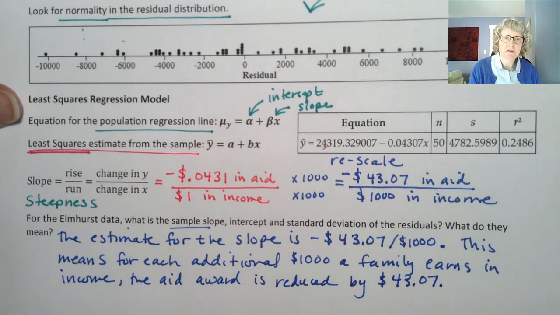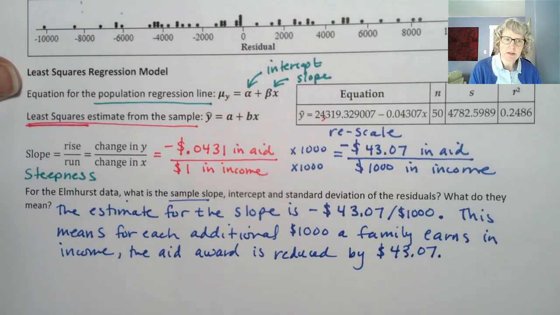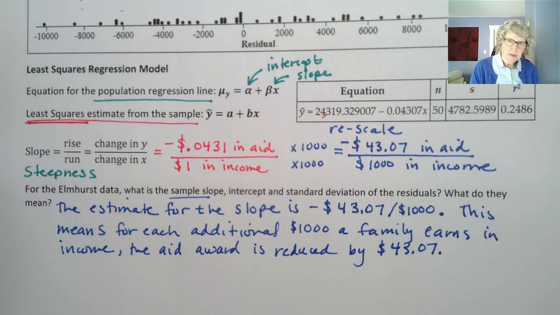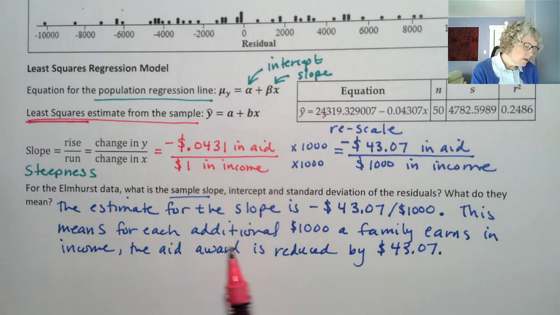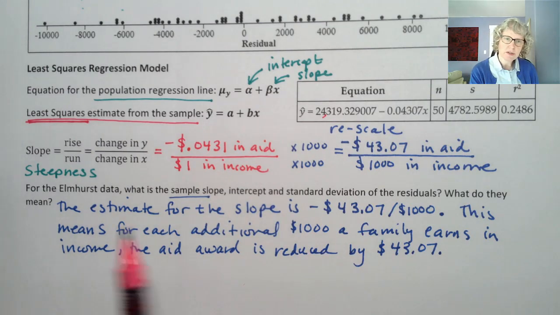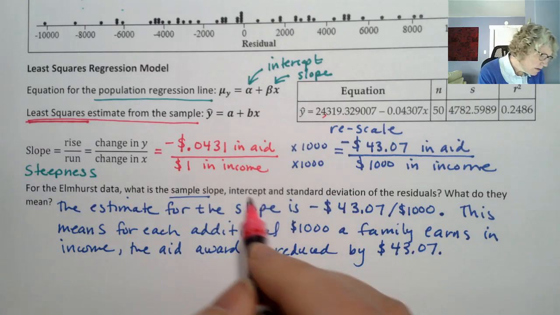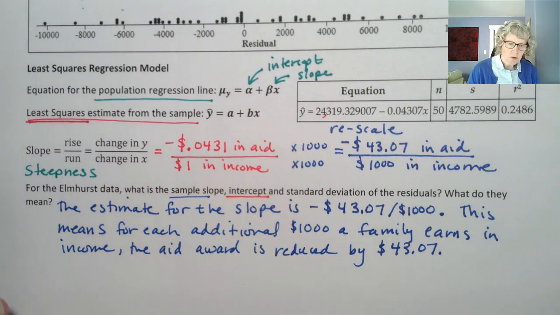Now I could say about, but I've already got estimate right there. We know this is very approximate, and there's error built in because of variation built into this. Okay, so remember, the slope is just how you get from one point to another. It's not the starting point. So the intercept next is going to be our starting point. But that's why we say for each additional 1,000 a family earns in income, based on some starting point, the aid award is reduced by that much. Okay, now the intercept, let's go back to our graph.